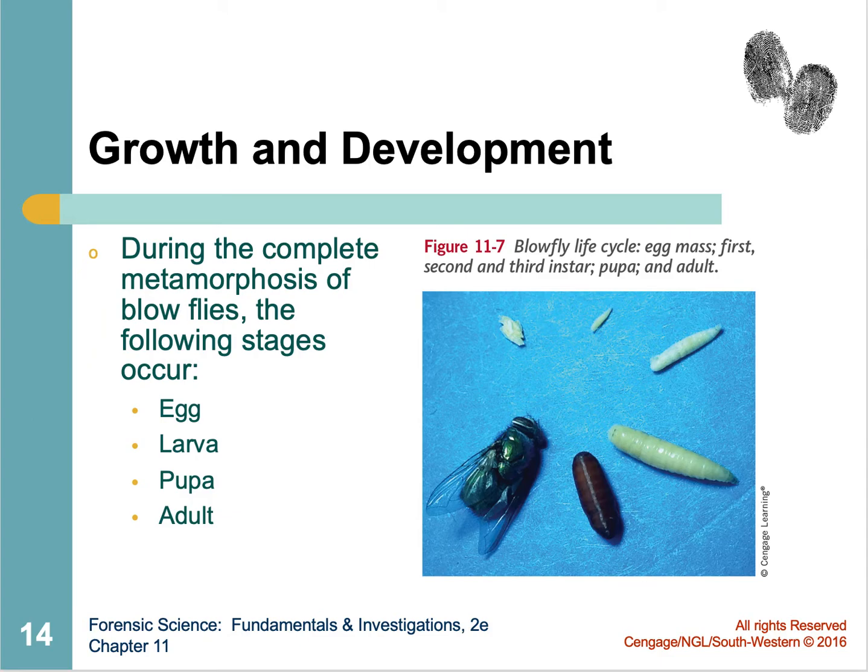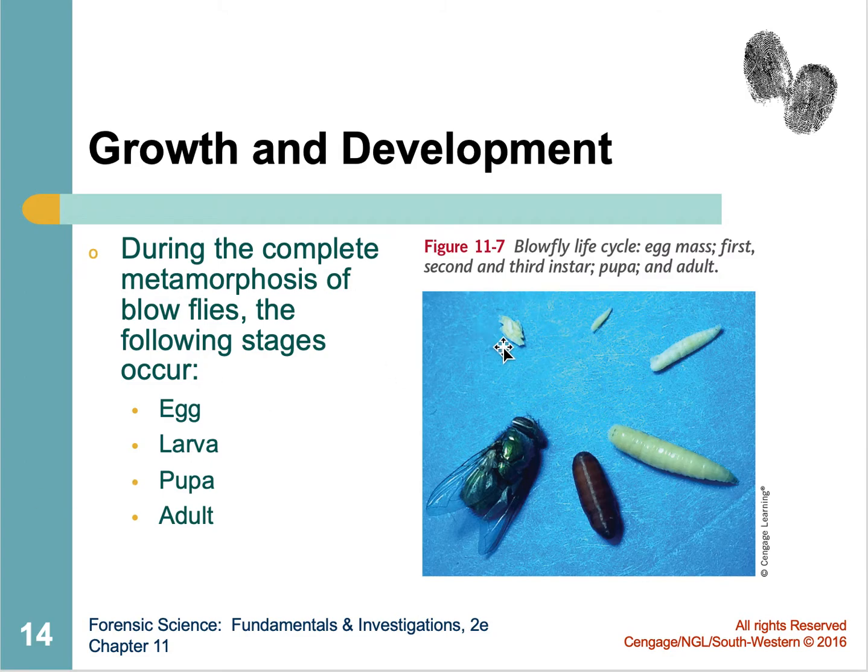First off, a blowfly is going to go through a complete metamorphosis. Here is the egg. Then it's going to go into larva. These have 3 different stages of larva, called instars. This is instar 1, this is instar 2, this is going to be instar 3. You can determine that based on some of the structures of the animal. We will get into that in a second.